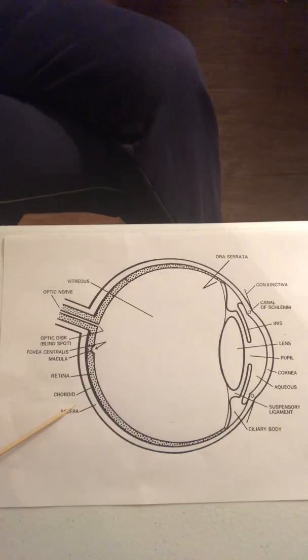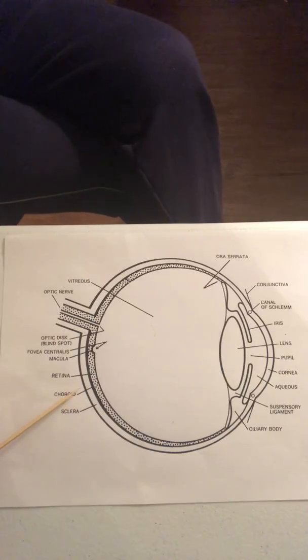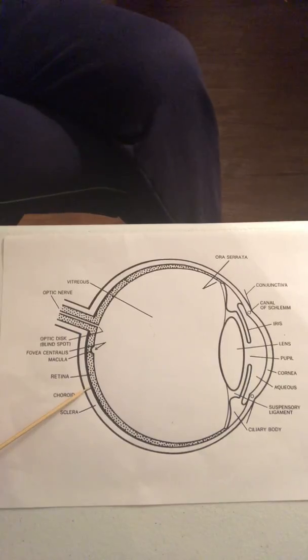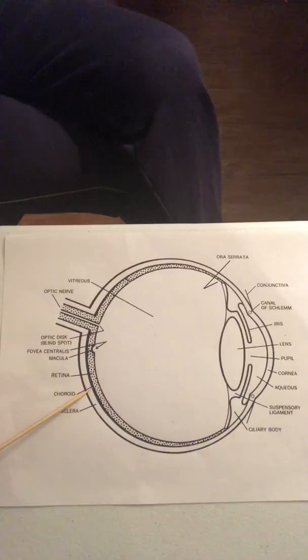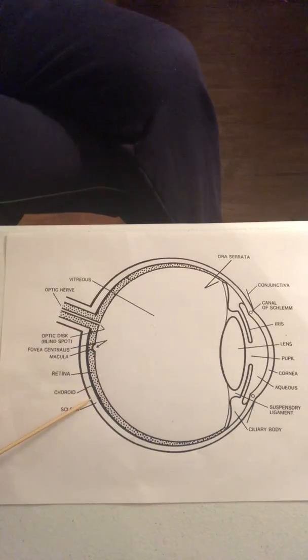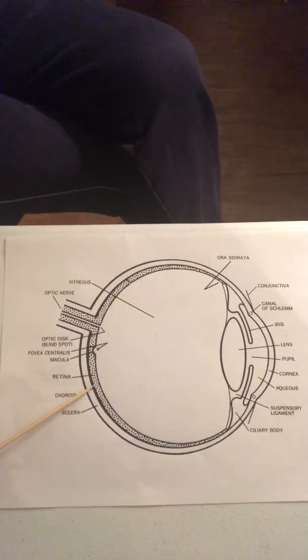And since we're on the layers of the eye, let's just move on to the second one real quick. The choroid is the second layer. It is right under the sclera, and it is a dark pigmented layer, and it lies between the retina and the sclera. And it consists mainly of blood vessels that will nourish the retina.